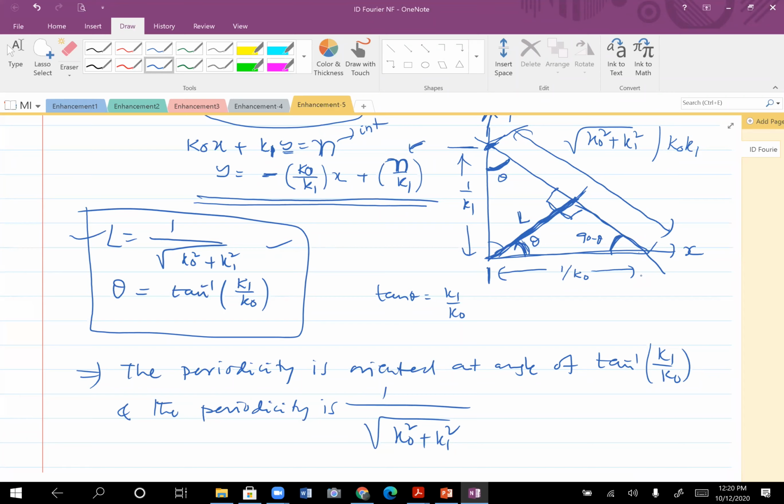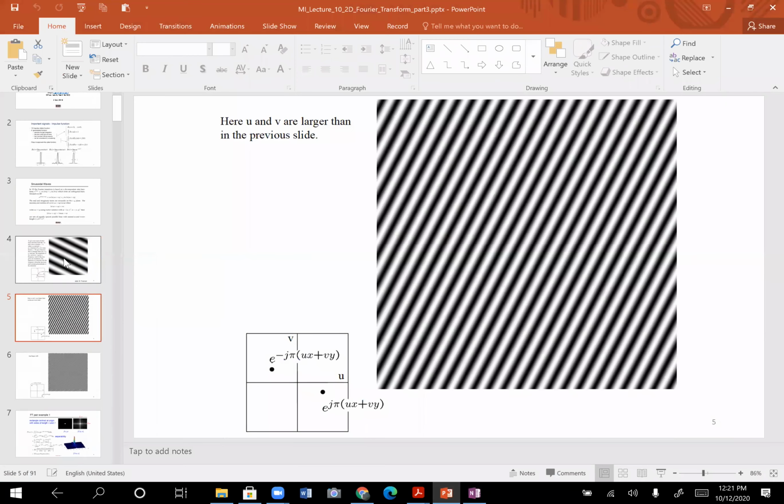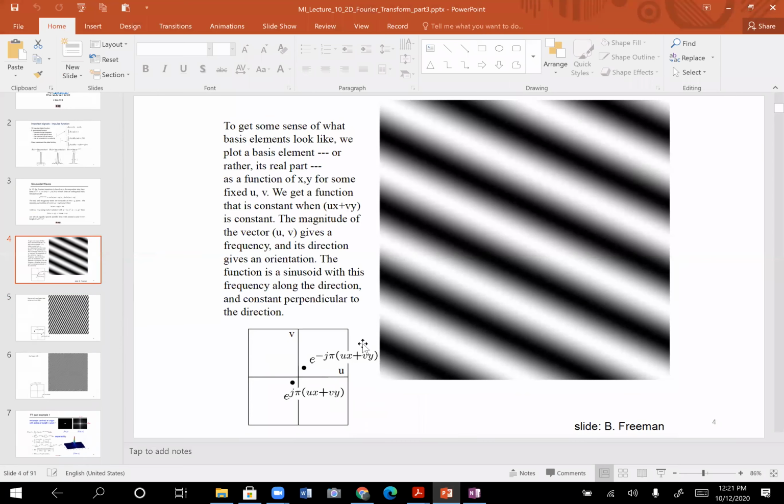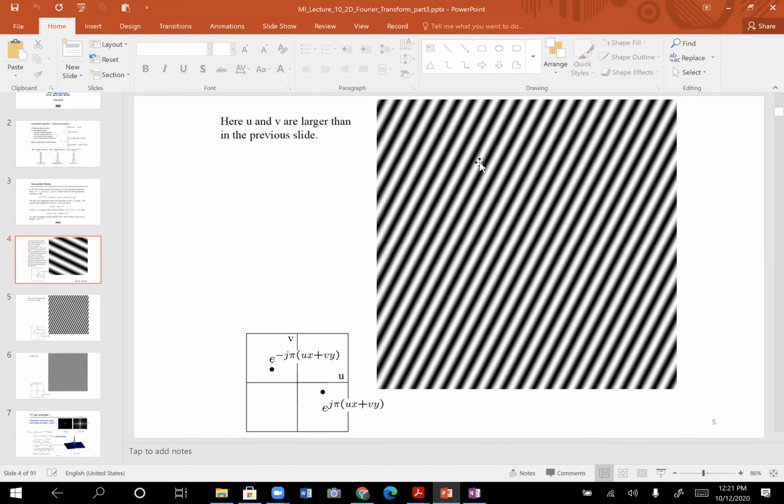That's all. So maybe I'll stop here. We will see a few examples. By looking at it, you should be able to say where its impulse would be, in which direction it is, whether it is an increasing or decreasing frequency, and in which direction they will be.